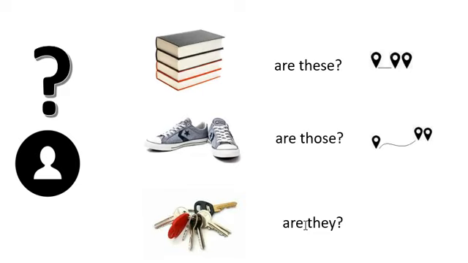Can you think of the first one? That's right. Whose books are these? You want to know who owns the books. You're using the word these because you're close to the books. Let's look at the second example.